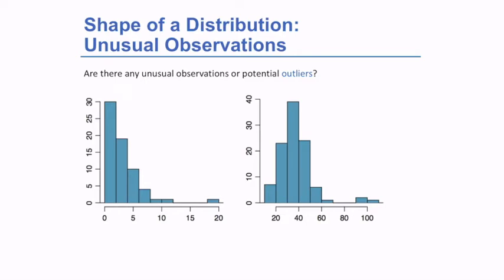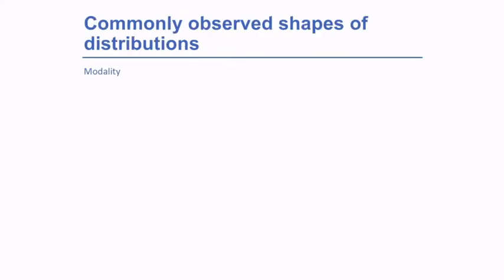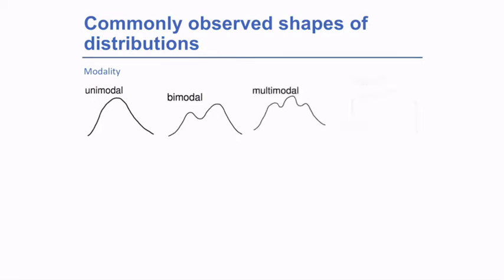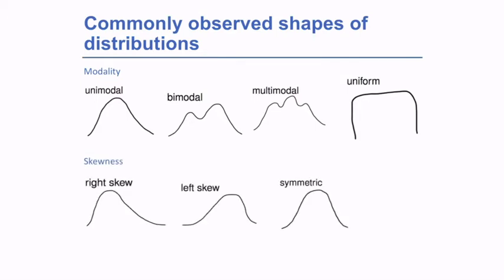We also want to look for outliers. There is, in fact, a definition of an outlier. What is far enough away to be considered an outlier? And we'll talk about that next week. But just to review, shapes of distributions: unimodal, bimodal, multimodal, or uniform. And it can be right skewed, left skewed, or symmetric.